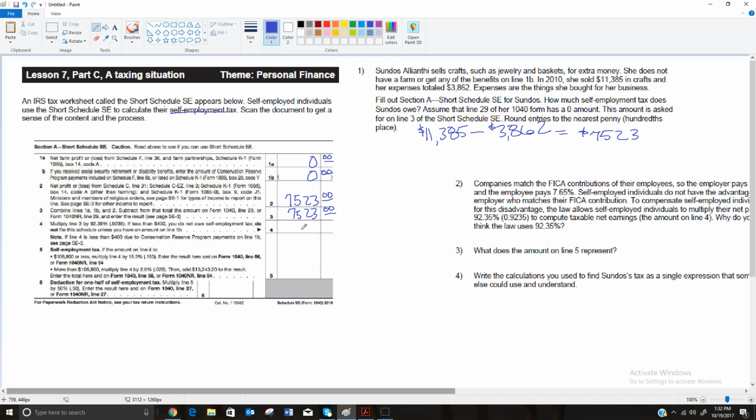So for line 4, we're supposed to multiply that by 92.35%. So for this right here, we're going to do 7,523 times 0.9235. And again, I'm just going to do that on the calculator. So times 0.9235, I get $6,947.49.